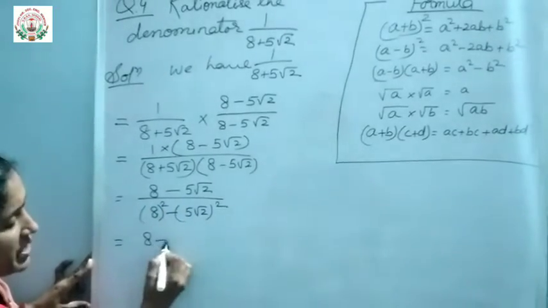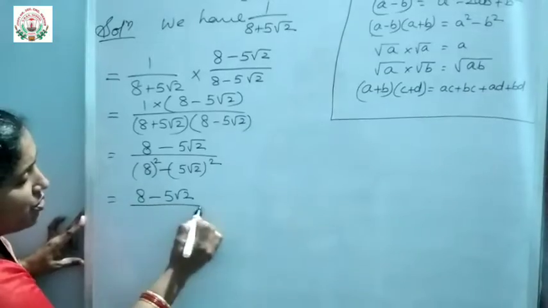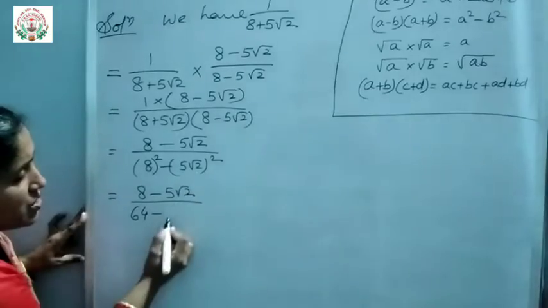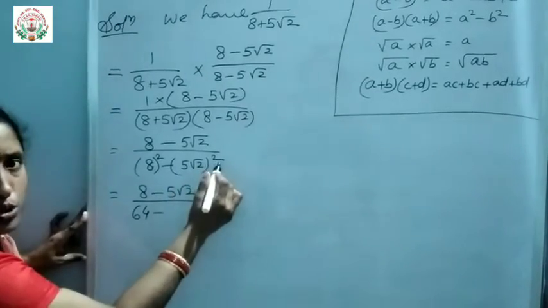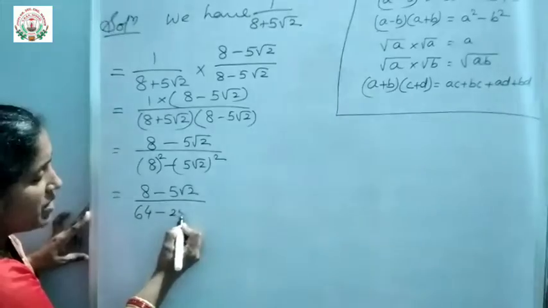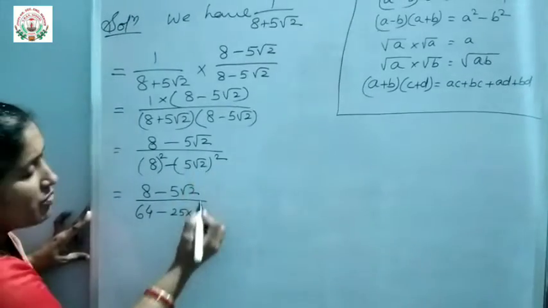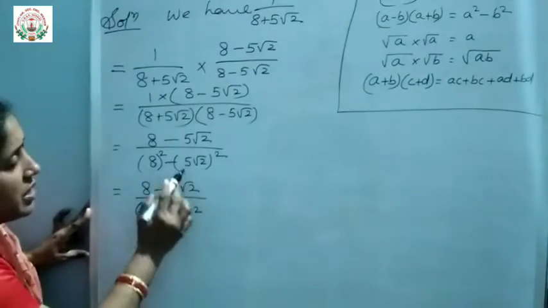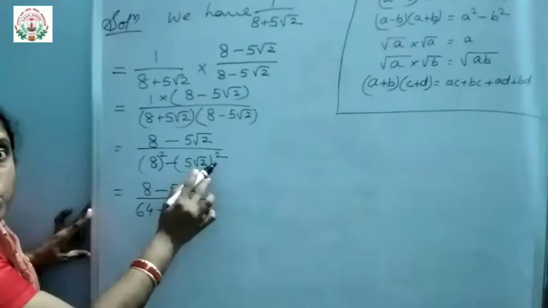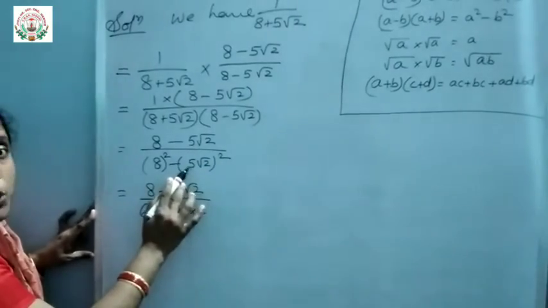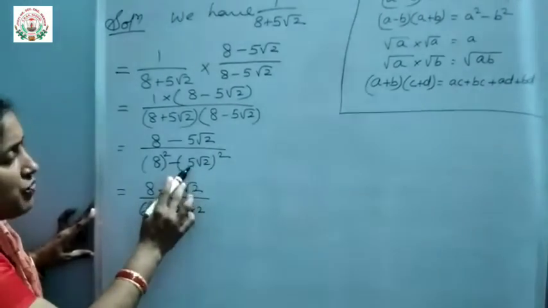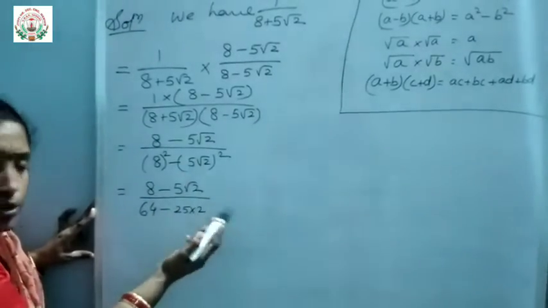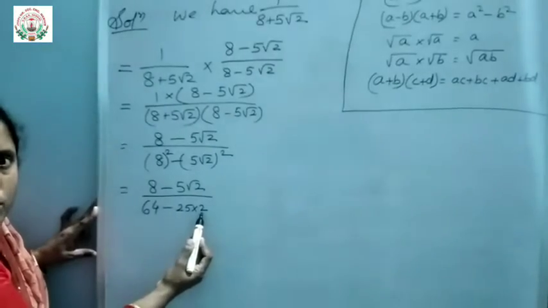Okay, which is equal to how much? The numerator as it is, upon 8 square is 64 minus 5 root 2 whole square. 5 square will be how much? 25 into root 2 square, which will be 2 only. Okay, now clear? This is how you should understand it. Here 5 root 2 whole square is given, so individually we will do the square of each number. 5 square will be 25, into root 2 square will be 2. So 25 into 2. Clear children?